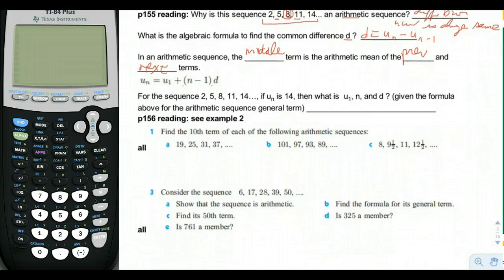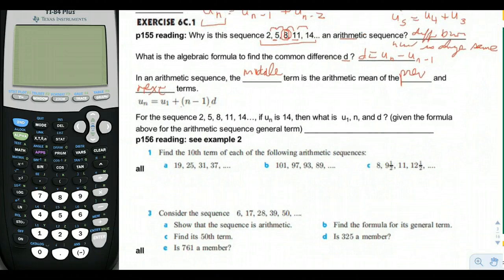Okay, and so the formula to get the nth term of a sequence is this. You take the first term and you add n minus 1 times d. So for the sequence 2, 5, 8, 11, and so on, if u sub n is 14, then what is u1, n, and d? u1 would be the first term, which would be 2. n would be the nth term, and in this case the nth term is 14, which is 1, 2, 3, 4, the fifth term, right? And then d is the common difference, which is the distance between each of these numbers. It's 3.